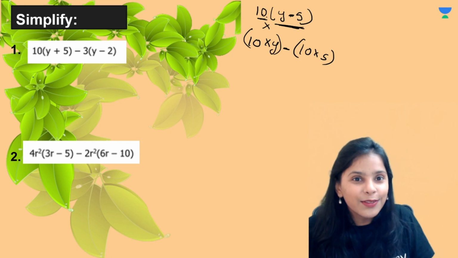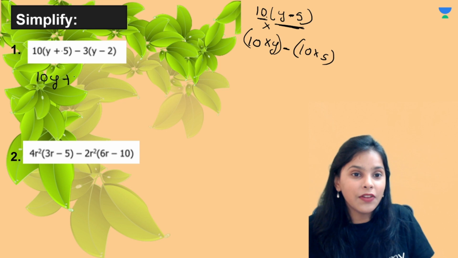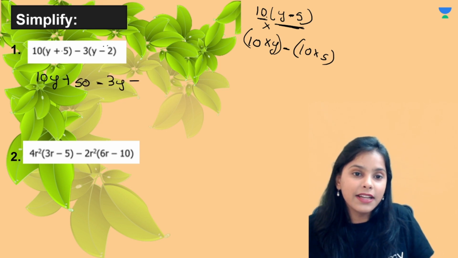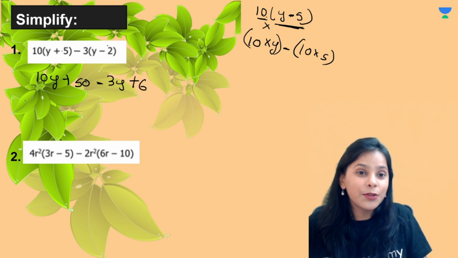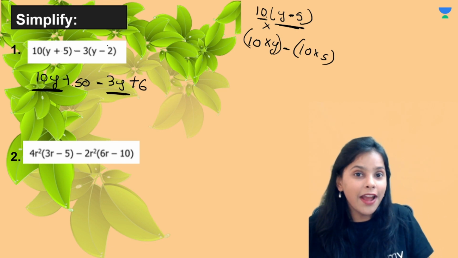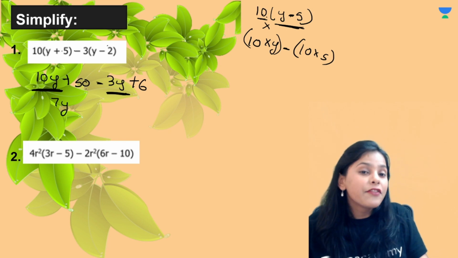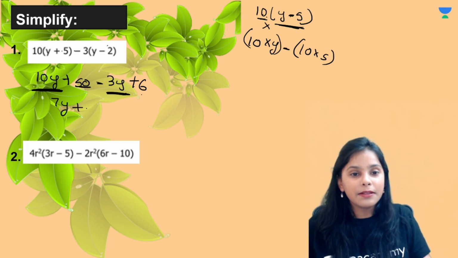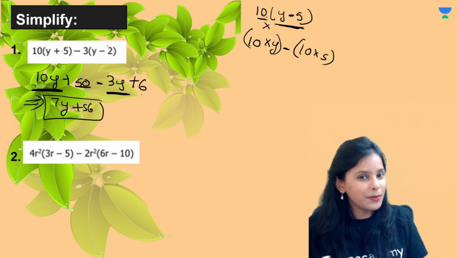Okay, now let us solve the question. 10y plus of this 10 into 5, that is 50, minus of 3y, and this minus will become plus of 6. I hope it is getting clear to you all. Now the like term is 10y and minus of 3y. So 10 minus of 3 is automatically 7y. 50 plus of 6 becomes 56, and that's your final answer. I hope it is clear.